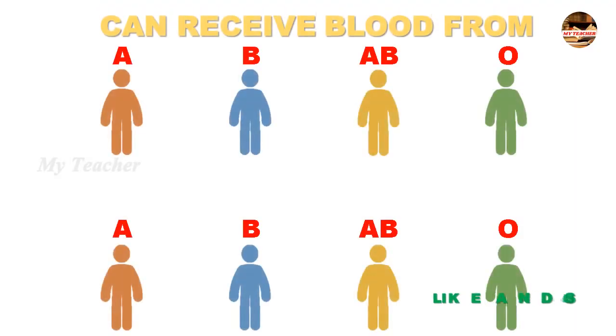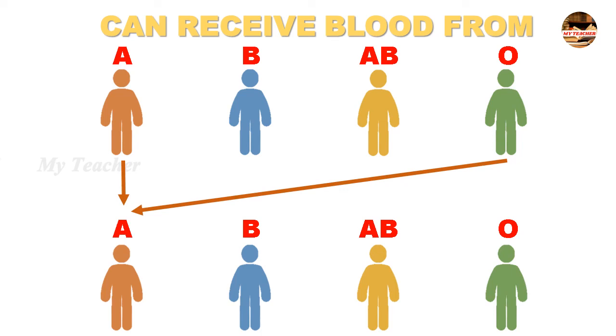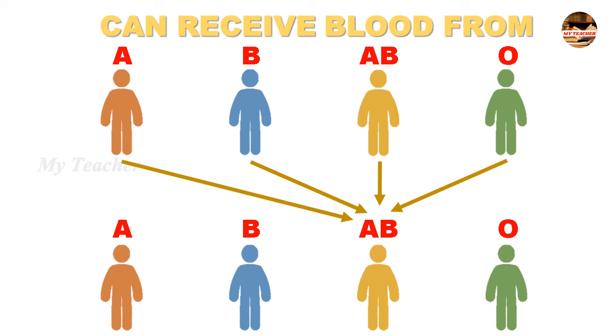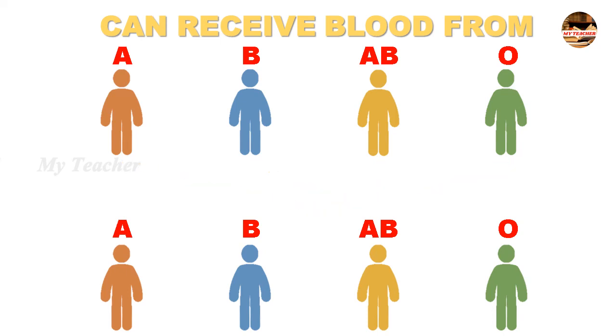Let us find out from whom we can receive blood. A blood group people can receive blood from A and O. B can receive from B and O. AB blood group people can receive blood from A, B, AB and O. So, they are called universal recipients. O blood group can receive blood from O blood group only.